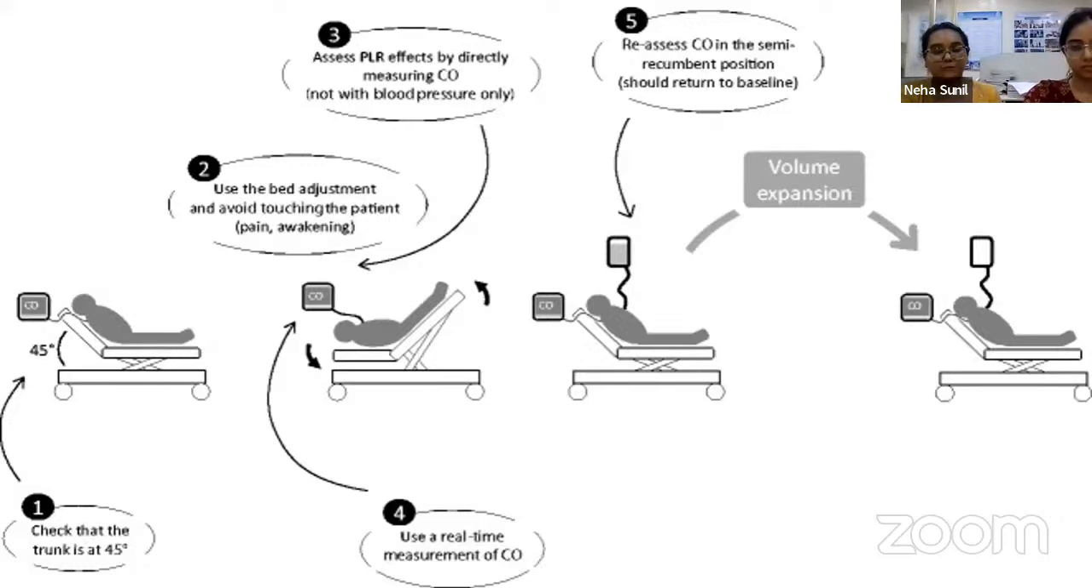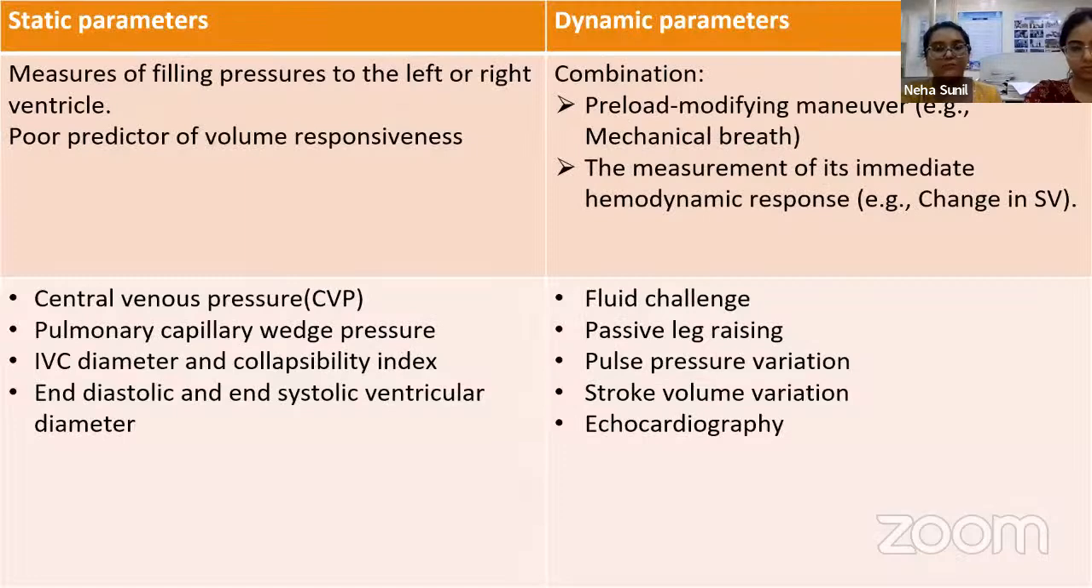If monitoring parameters like cardiac output and stroke volume are not available, or initially when the patient comes to us, we don't have a central line in place, we can use pulse pressure as a target. Increase in pulse pressure of more than 15% can show that the patient is fluid responsive.